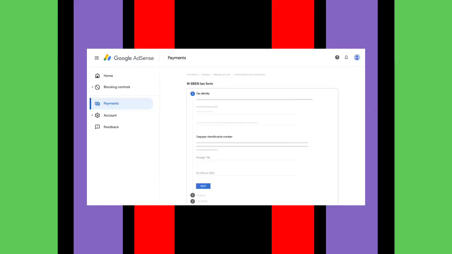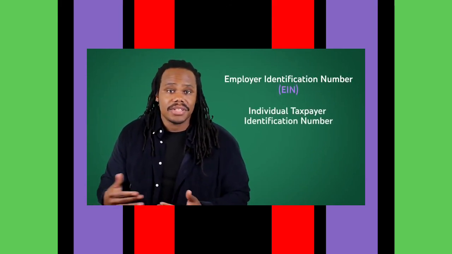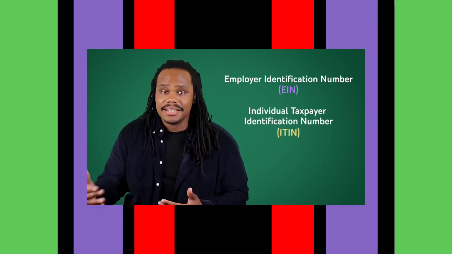To claim a tax treaty benefit, you'll need to provide a non-US tax identification number in the tax identity section of the tax tool in AdSense. This is issued by your local tax authority or government, or in some cases you can provide a US tax identification number like an employer identification number, EIN, or an individual tax identification number, ITIN.